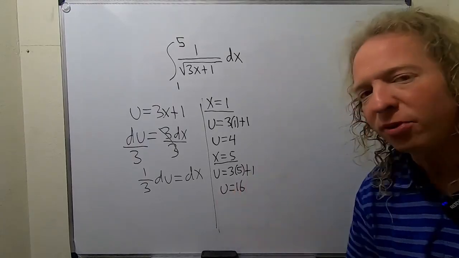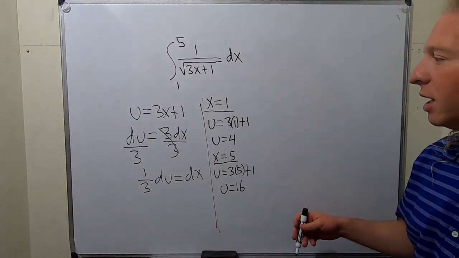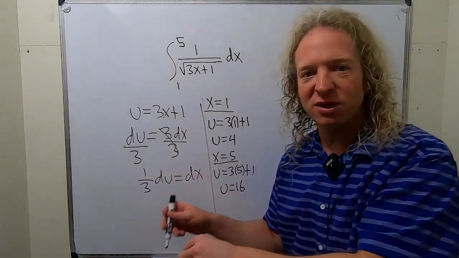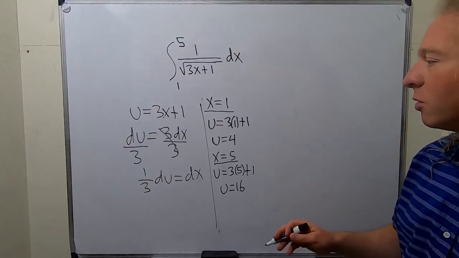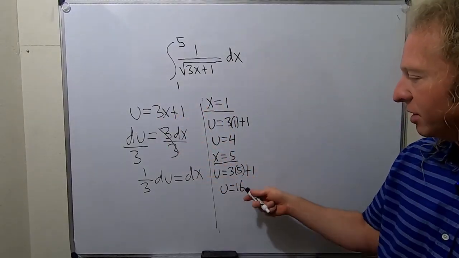This is a super important technique. I once got stuck on a math problem for over a week because I didn't do this. This was the missing step, so it's so, so important. So when x is 1, u is 4. When x is 5, u is 16.